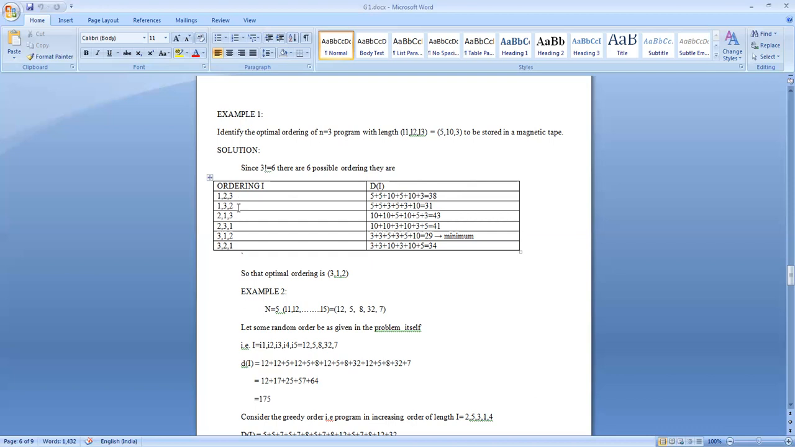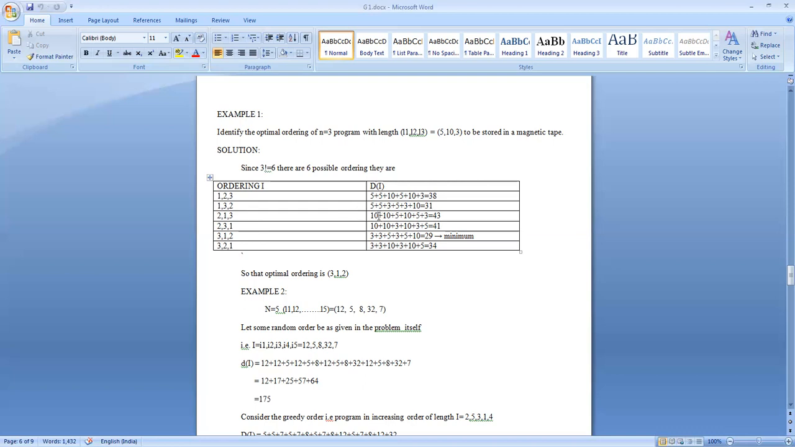Like this, 1, 3, 2. The length of the first program is 5. When you consider the third program, it is 5 plus 3. Then when you consider the second program also, it is 5, 3, 10. Altogether, it is 31. Like this, 2, 1, 3.